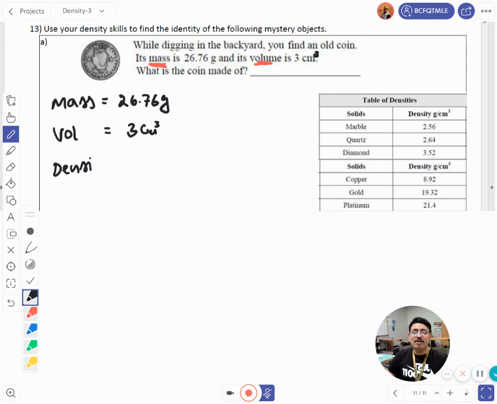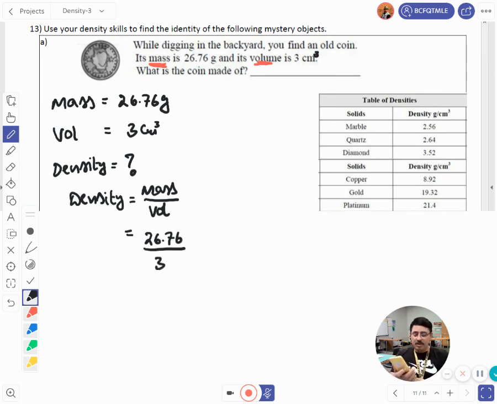So what is density? At this point I need not draw my magic triangle, because density equals mass per volume, right? What is mass here? 26.76 over volume, which is 3. Now I'm taking my calculator. 26.76 divided by 3 is 8.92. Therefore, 8.92 grams per cubic centimeter.